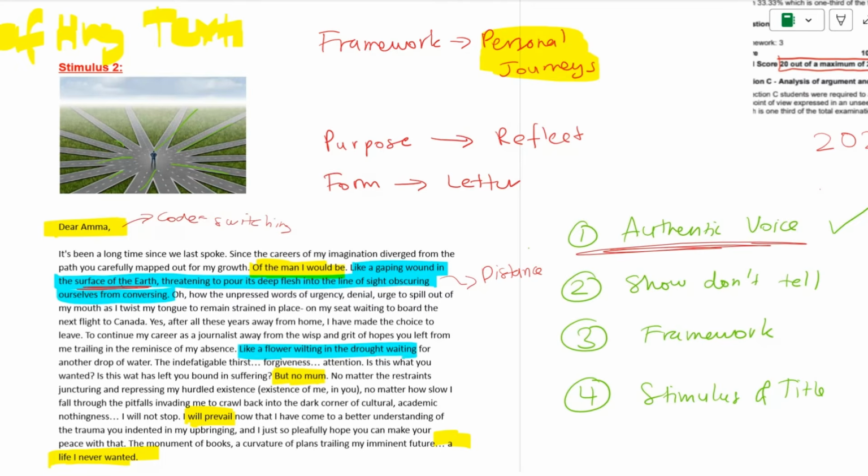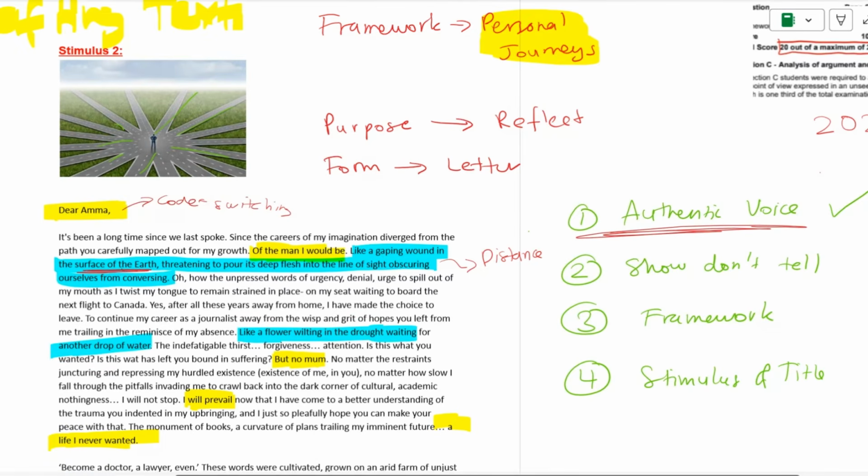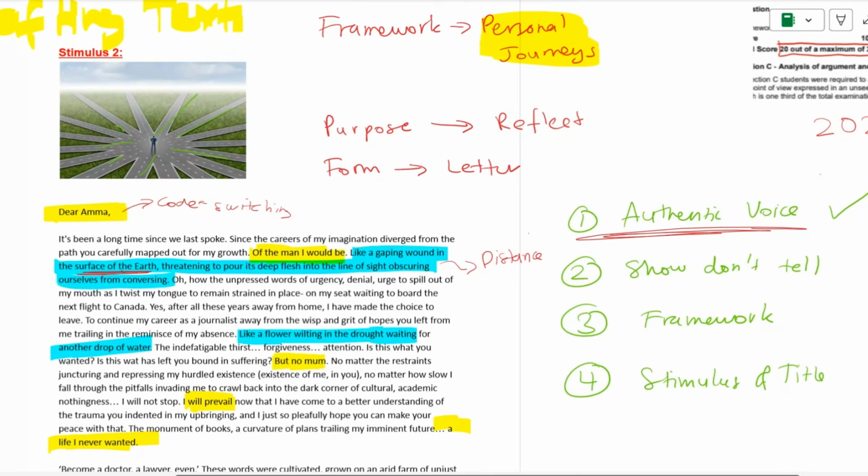Some other examples is I use a flower as a symbol here. So a lot of symbols for show, don't tell. I'm talking about the monument of books, which is basically another symbol for academic expectations. And it's very, very expressive. You can all in all just see that I'm not telling my emotions. I'm not telling what the thoughts in my head are, because this is naturally quite a reflective piece. I'm showing them through, whether it be symbols, whether it just be descriptive writing, or whatever for that matter. So that is show, don't tell.